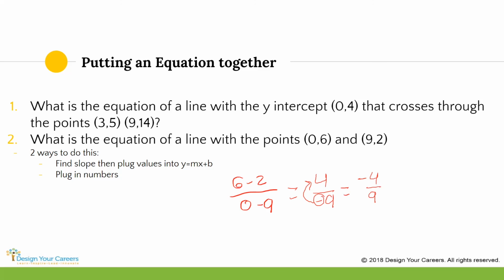Now, what you could do is plug it into an equation to find the b value. We don't need to do that because we already have a b value right here. We already have a y-intercept. Our x is 0, telling us that 6 is our b value. So our b value is 6. So our equation ends up being y is equal to negative 4/9 x plus 6.